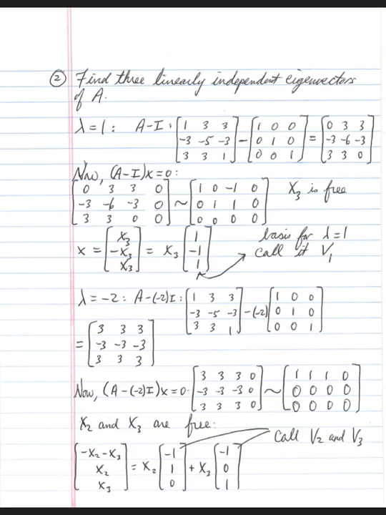If we don't get 3 eigenvectors, then this matrix in the beginning, matrix A, can't be diagonalized. 3 vectors are needed because A is a 3 by 3 matrix, and that's a critical step. If that fails, matrix A can't be diagonalized.